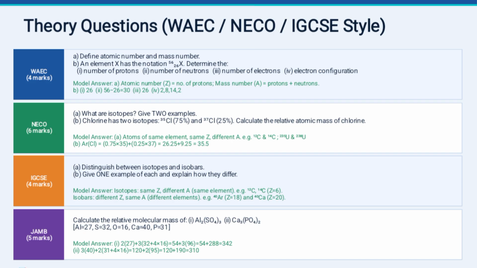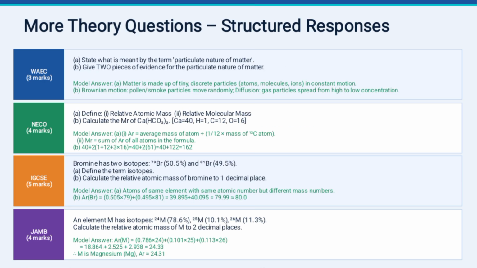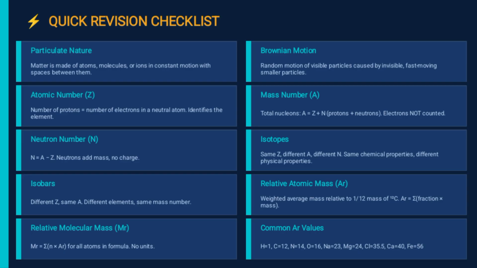Again, if you have other theory questions: define atomic number, mass number. What are isotopes? Give 2 examples. Distinguish between isotopes and isobars. Give 1 example of each of them and how they differ. And other questions that we give here. These are the model answers for these questions. Take your time to go through them as well.